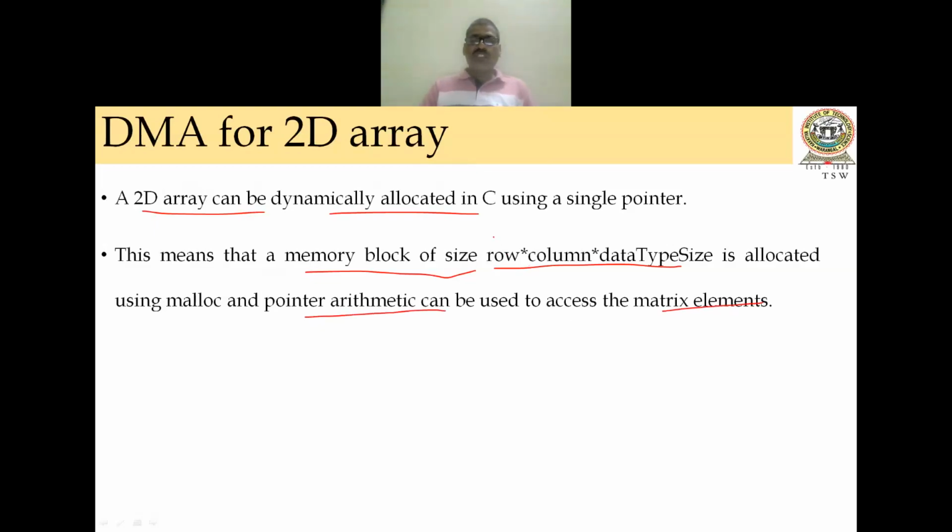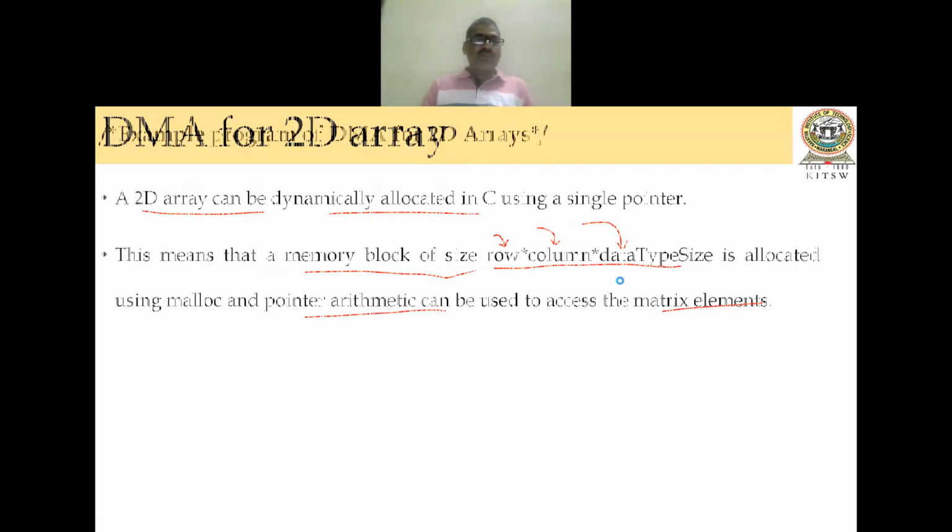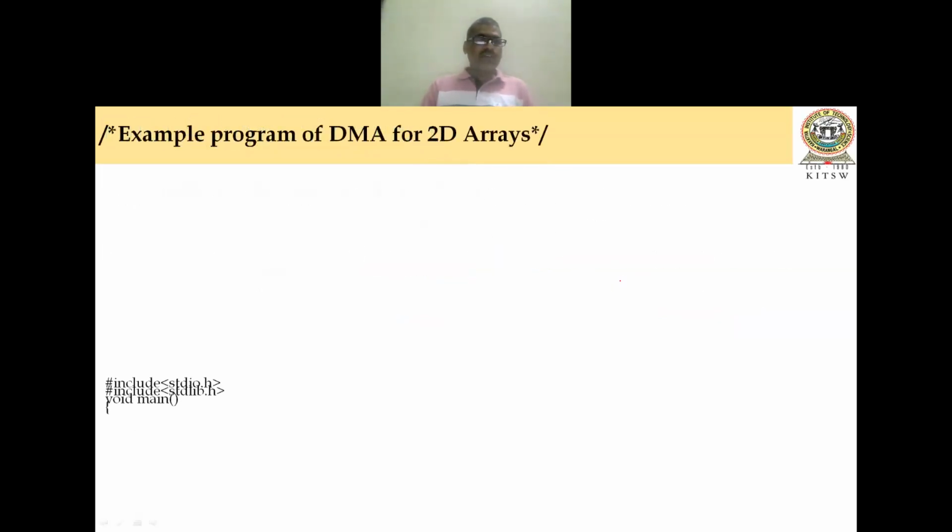Here row is the number of rows and column is the number of columns, and then the type of values we are storing in that particular array matrix, so that is the size of this particular data type. Fine. So we will see an example program here.